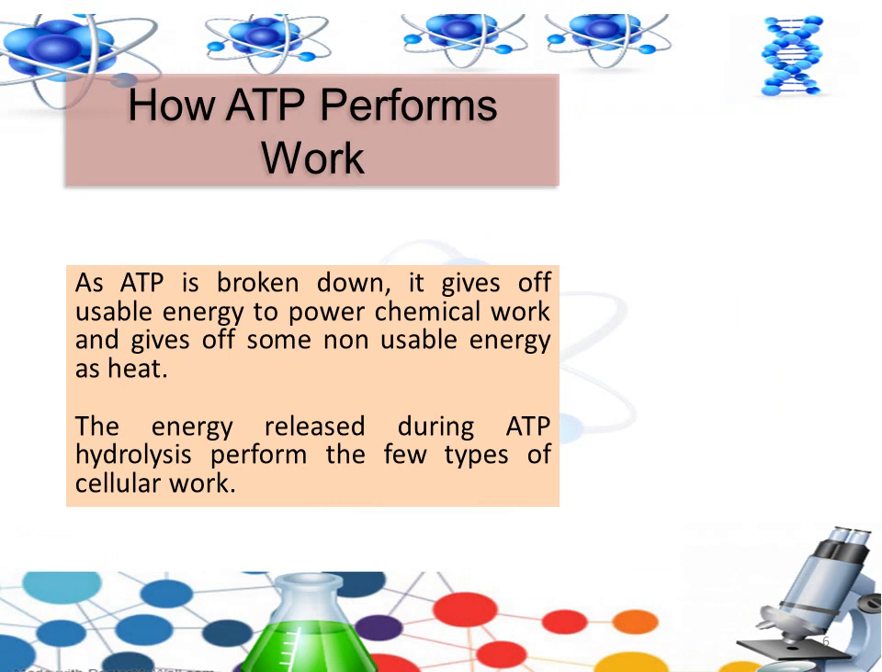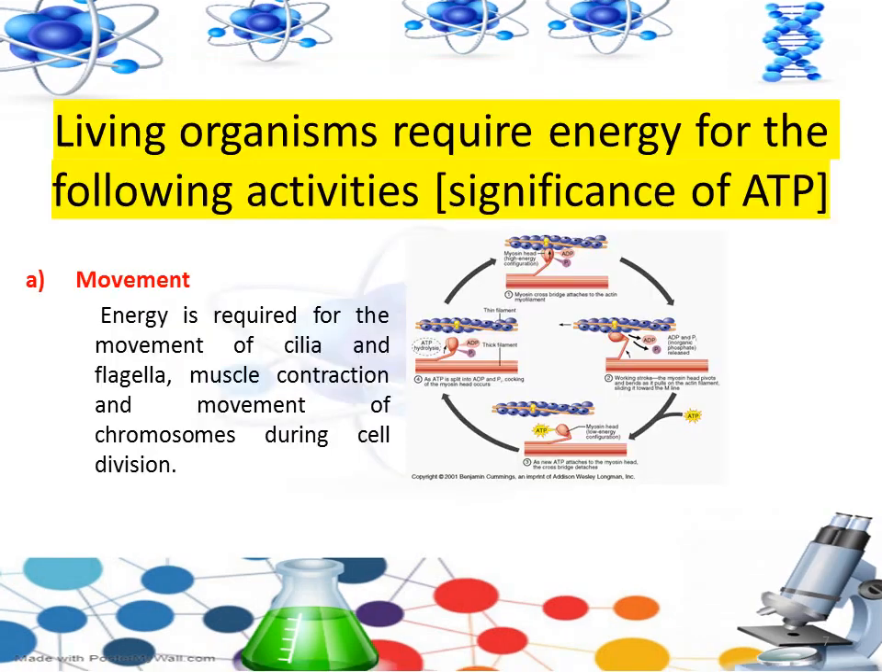Okay, how ATP performs work. So once ATP is produced by the three mechanisms as I said before, this ATP will be broken down and used as the energy to do the chemical work and the mechanical work. Alright, so the non-usable energy will be released as heat. Okay, so these are some usefulness of ATP for the living organism.